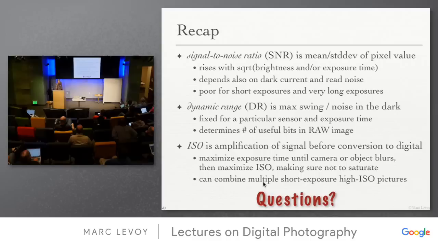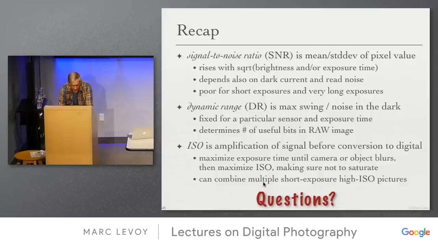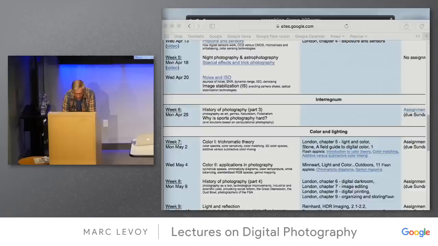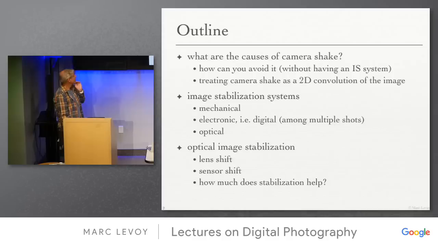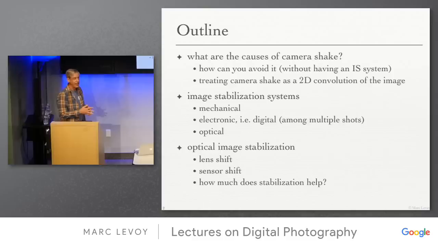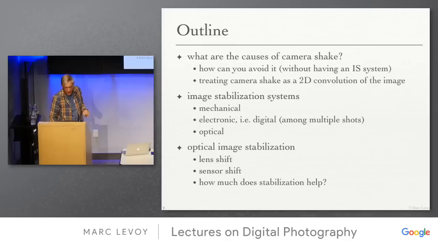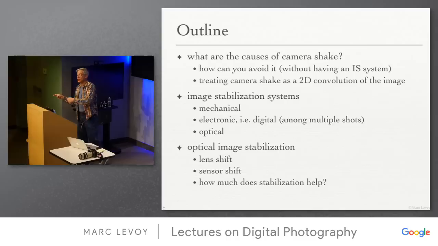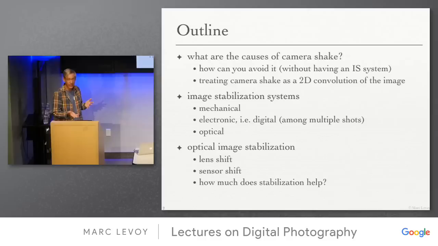Okay. So we're going to switch gears now, and we're going to talk about optical image stabilization. So what are the causes of camera shake? How can you avoid it without having an image stabilization system? And a useful abstraction of camera shake as a 2D convolution. And then we'll talk about stabilization systems. We'll talk about mechanical. We'll talk about electronic, although the electronic is only between images, not within a single exposure. And we'll talk about optical. So optical is what is in most cameras for still photography, and we'll talk about several kinds. Lens shift, sensor shift, and how much does it help?